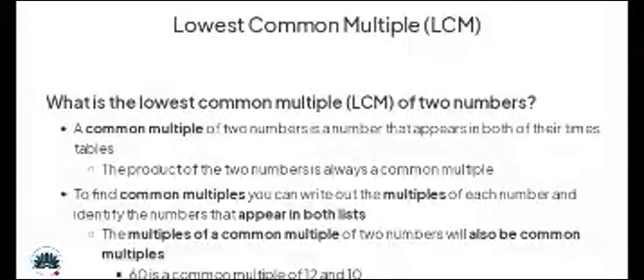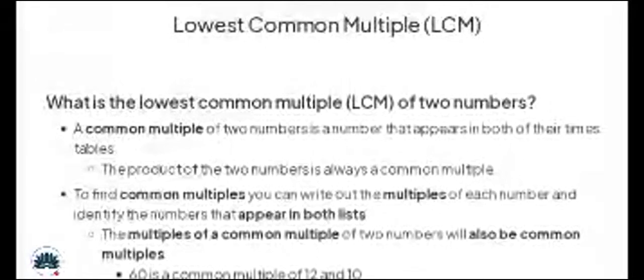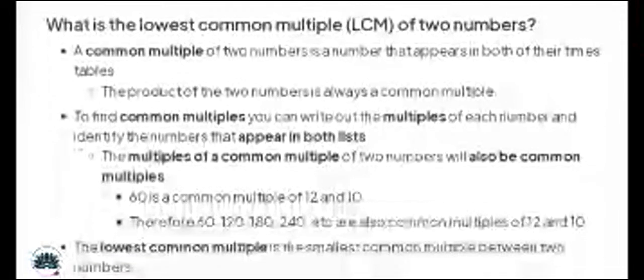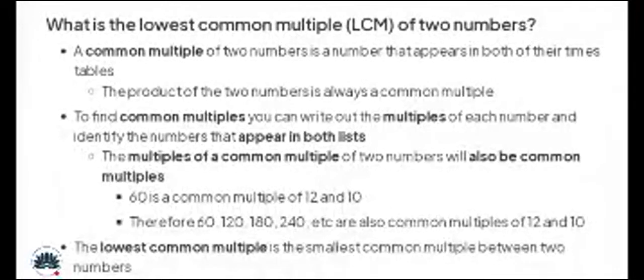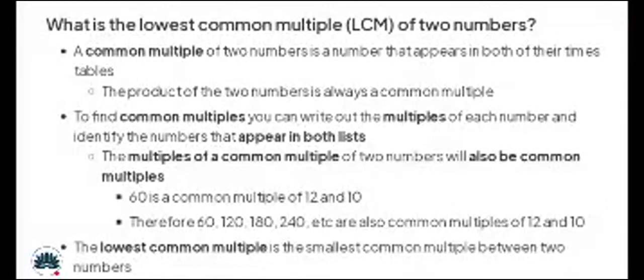Lowest common multiple, LCM. What is the lowest common multiple, LCM, of two numbers? A common multiple of two numbers is a number that appears in both of their times tables. The product of the two numbers is always a common multiple.